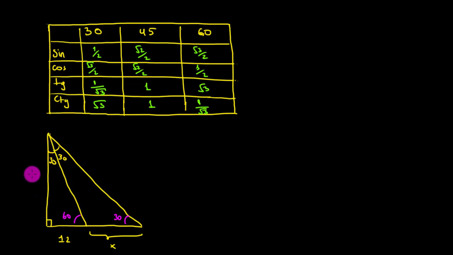Let's assign this side as y. Okay, so how to find y? You know what tangent 30 is. You know tangent 30 according to the table.